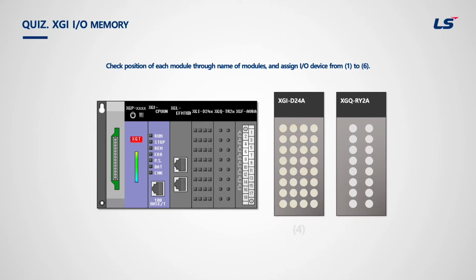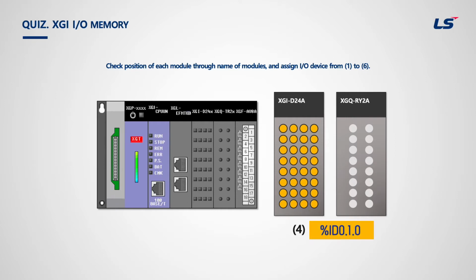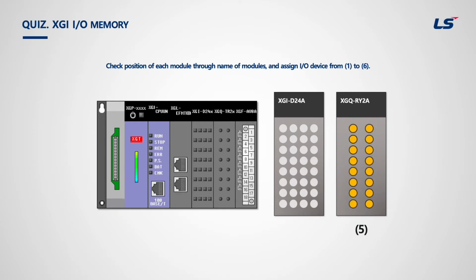IX0.1.20. Number 4. It shows that all 32 bits are on. Since 32 bits can be addressed as a double word, it is ID0.1.0. Number 5. It moves on to 16 contacts output module on slot number 2. All 16 bits are on, so it is QW0.2.0. The last question, number 6, is the last bit on the output module. Therefore, it is QX0.2.15.